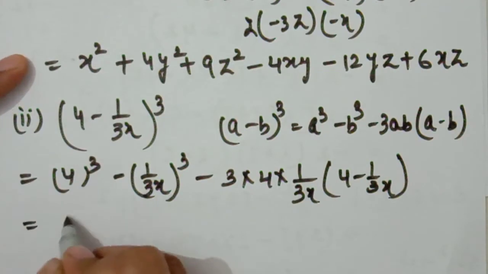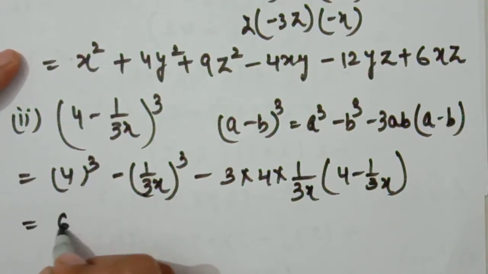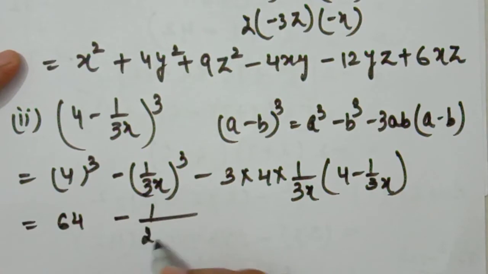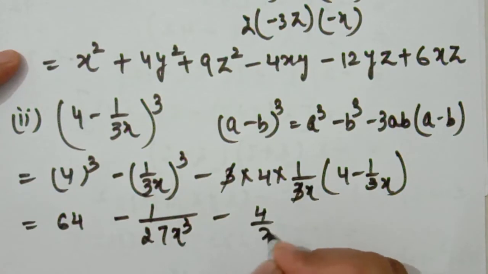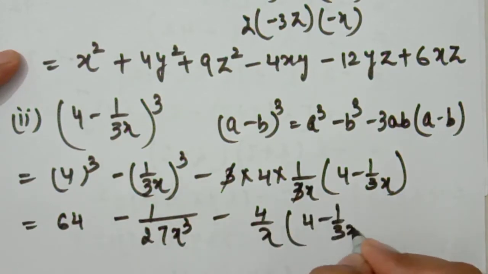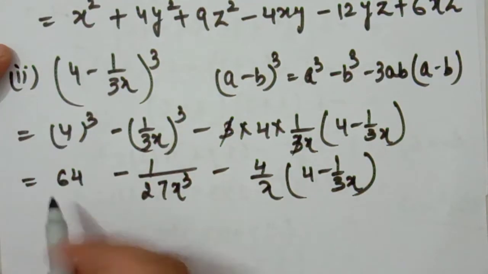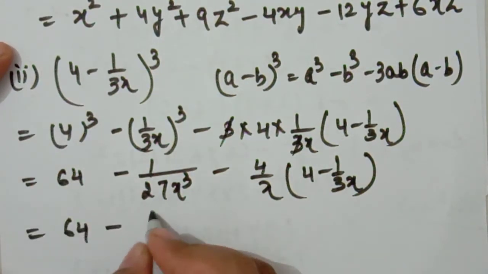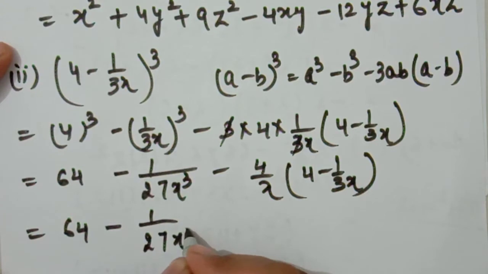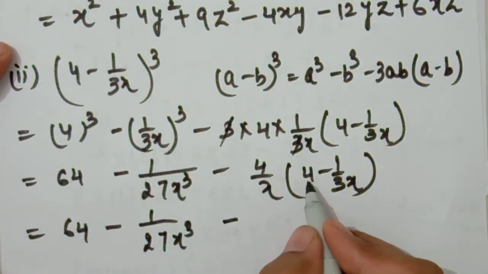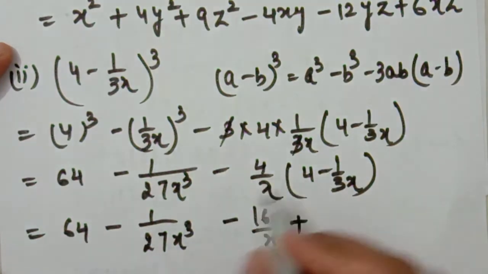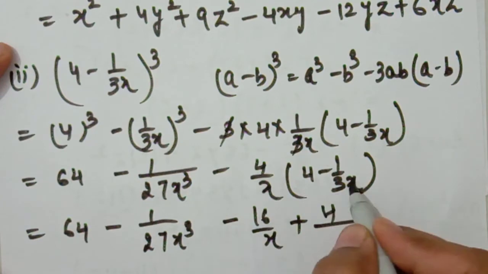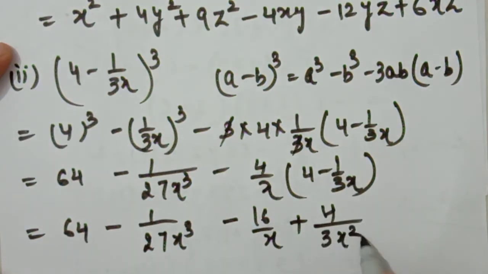So students, now 4 4s are 16, 16 3s are 64, and then it is 1 upon 27x cube minus 3 is cancelled with 3, then minus 4 upon x, 4 minus 1 upon 3x. Now we will multiply it. It is 64 minus 1 upon 27x cube minus, first we will multiply with this, 4 4s are 16 upon x, then minus minus plus, then 4 1s are 4 and 3x into x, 3x square. This is your answer of 7th question, second part.